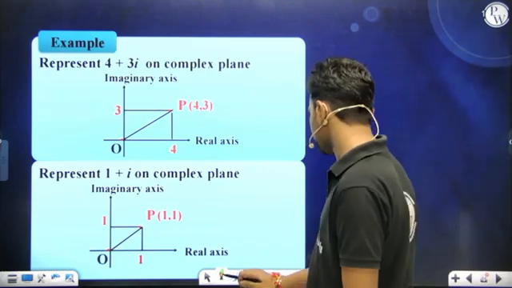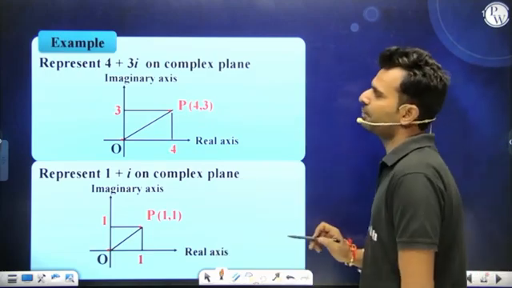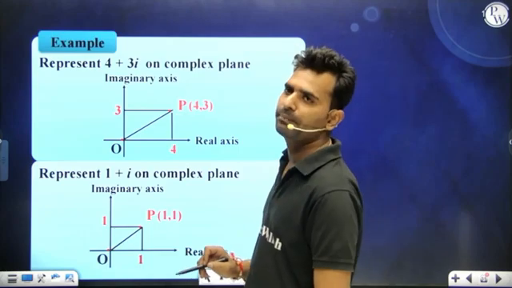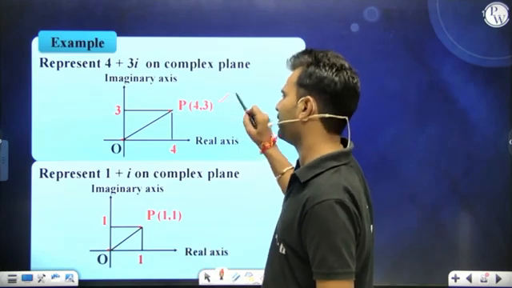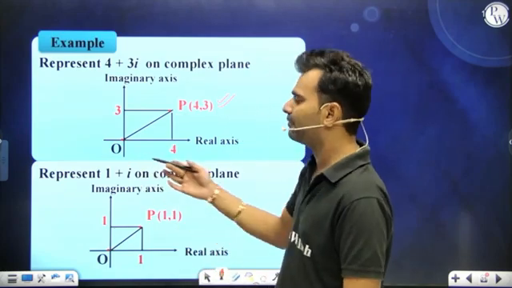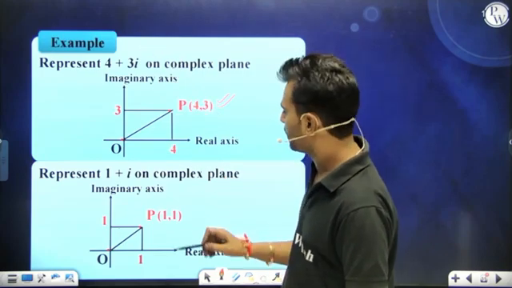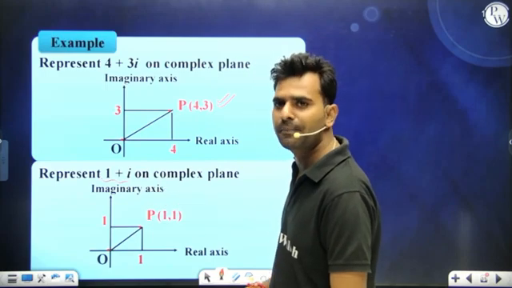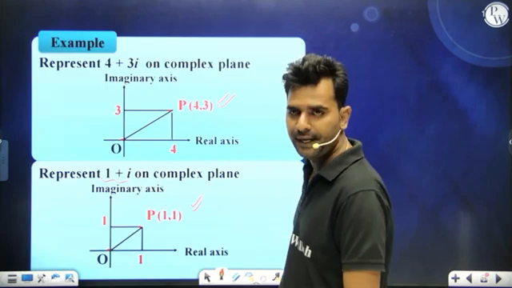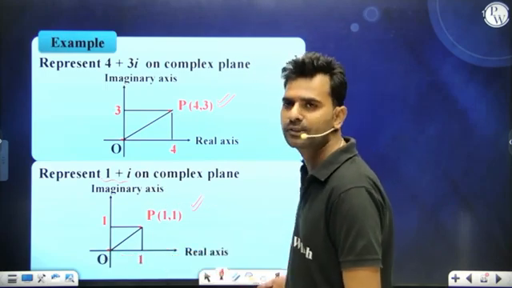Okay, talking about this, let's say I want to plot the 4 plus 3i complex number on the plane. Then this is nothing but the same as the point (4, 3). On the real part, you have to move 4, and on the imaginary part, you have to move 3, right? The complex number 1 plus iota is the same as (1, 1). Right? Yes. That means on the x-axis you have to move 1.